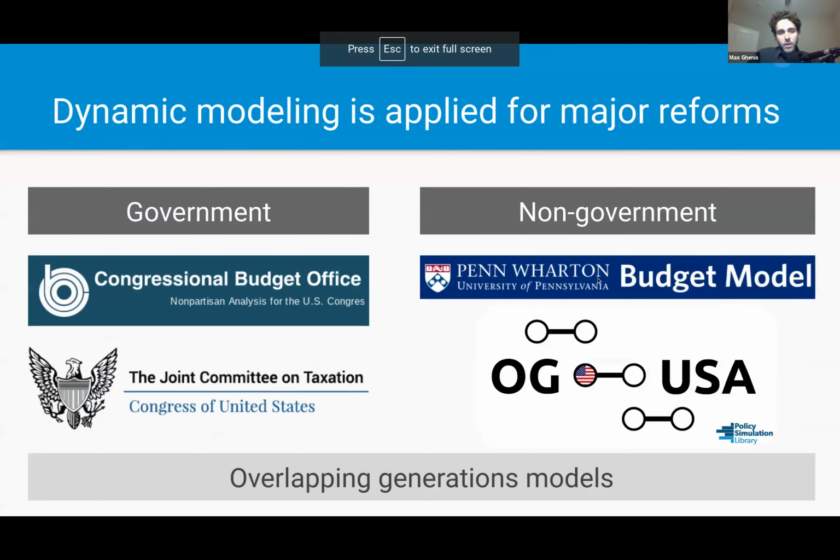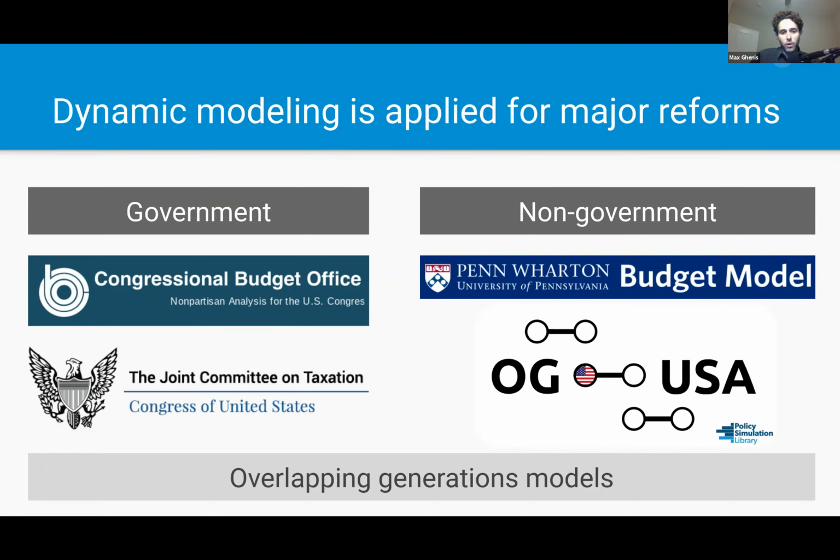Finally, we looked at dynamic macroeconomic modeling, which would be really important if UBI were to get to the point where there's legislation that's proposed. Any major reform, which UBI would definitely meet that bar, and it would probably require a large number of tax reforms as well, is scored by the Congressional Budget Office and potentially the Joint Committee on Taxation. There are some non-government models that do dynamic modeling as well. Penn Wharton Budget Model is one, and there's also the Policy Simulation Library's OG-USA open source model.